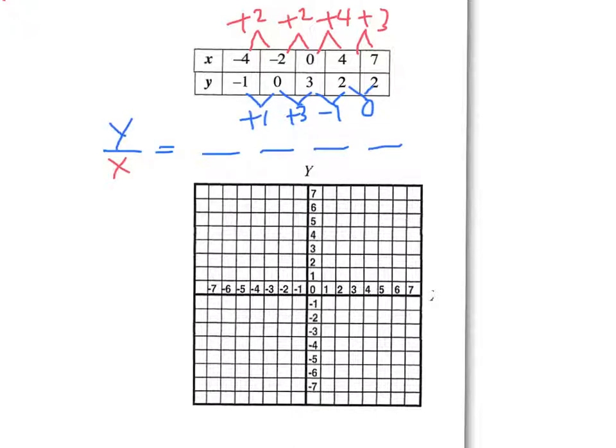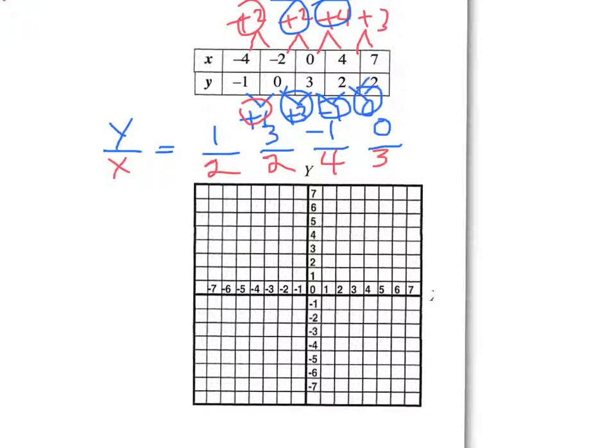Let's set these fractions up in slope fashion with y over x. The first one sets up as 1 over 2. The next one sets up as 3 over 2. The third one sets up as -1 over 4. And the last one sets up as 0y over 3x.